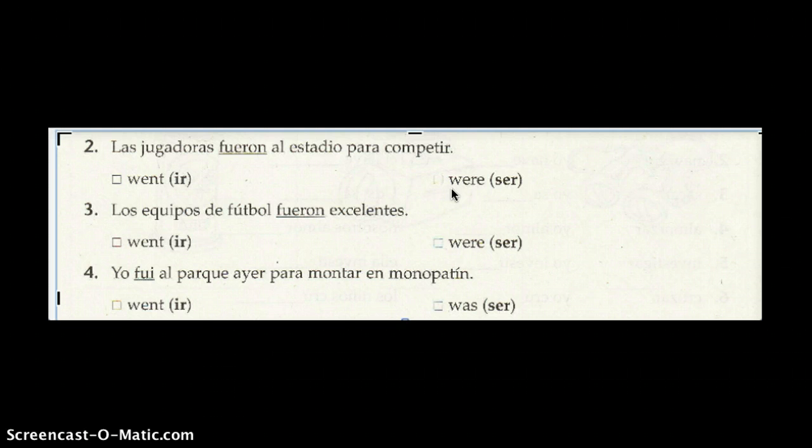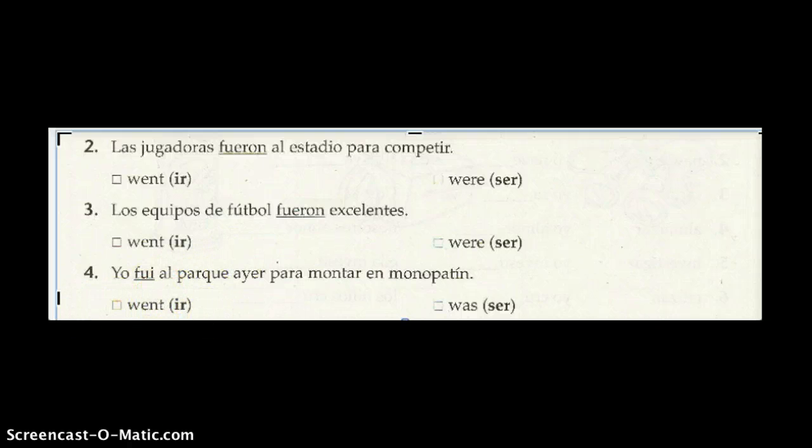Excellent. So I'm describing someone again. So is it to go or is it to be? To be, it's a characteristic. Yo fui al parque ayer para montar en monopatín. Again, what are we looking at? Al, which indicates that I'm saying I'm headed in a direction, right? So that would be ir.